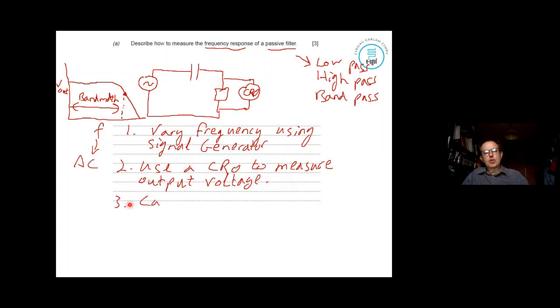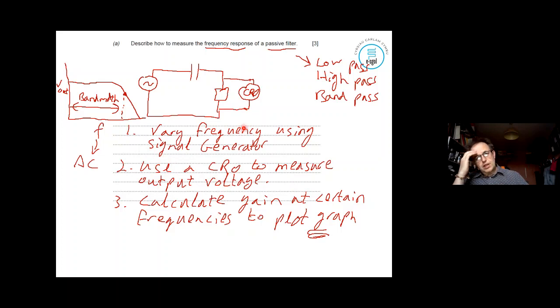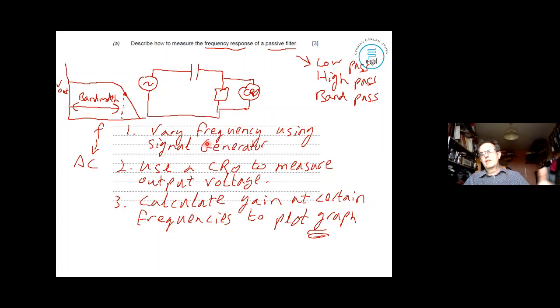And then the third thing that you would do is you would calculate the gain by dividing the V out divided by the V in. And you do that at certain frequencies. You obviously can't do it at all frequencies, okay? But you would do it at certain frequencies, and then you'll be able to plot that graph of the V out against the frequency. Okay, so that's a 3 marker. You could do the frequency response of an op amp as well by doing exactly the same thing, varying the frequencies going in, measuring the output voltage and input, and getting the gain from it.